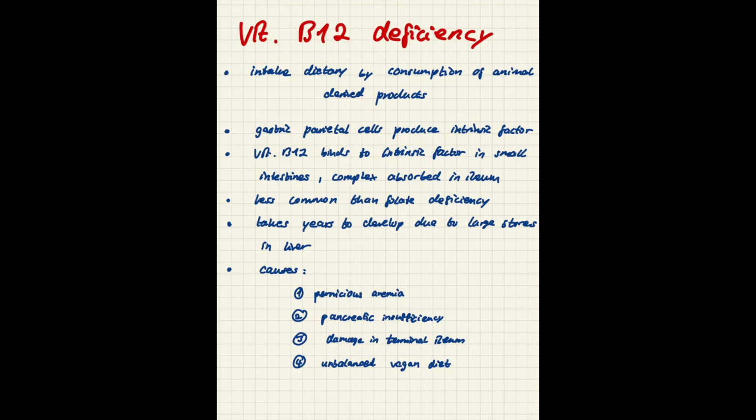Vitamin B12 deficiency is less common than folate deficiency because it takes years to develop due to large stores in the liver. Causes of vitamin B12 deficiency are pernicious anemia, pancreatic insufficiency, damage in terminal ileum, and an unbalanced vegan diet.